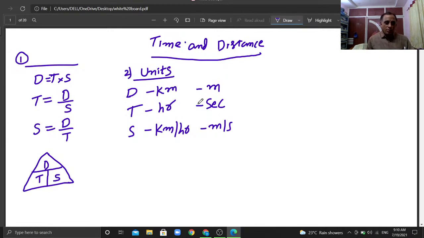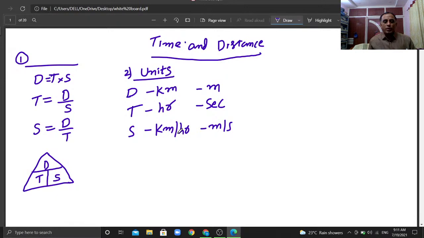But sometimes they will give the time in hours and speed in meter per second. The product of these two numbers is not the right answer, because if time is in hours, speed should be in kilometer per hour only. In this case, convert the speed from meter per second to kilometer per hour. Then you will get the answer.